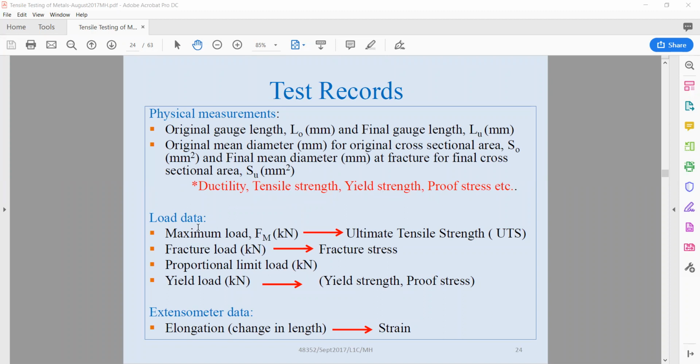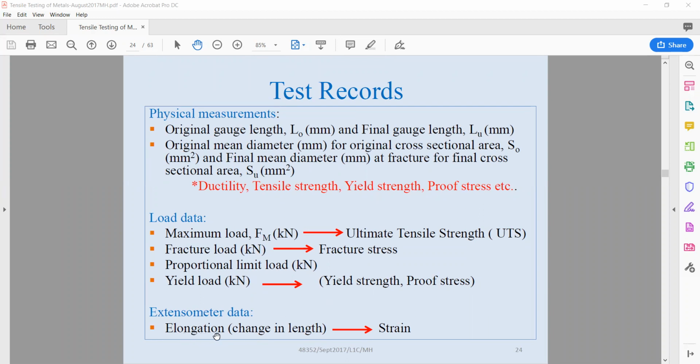What about the load data? The load data, usually we get it from the machine. The machine will log the data, the applied force on the sample. Then from the data, we will get the maximum load, which will help us to get the ultimate tensile strength. We will get the fracture load, which will help us to calculate the fracture stress. We also get proportional limit load and yield load. The yield load can be yield strength or proof strength, depending on the type of material.